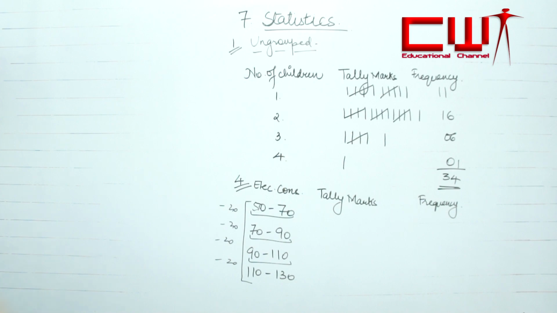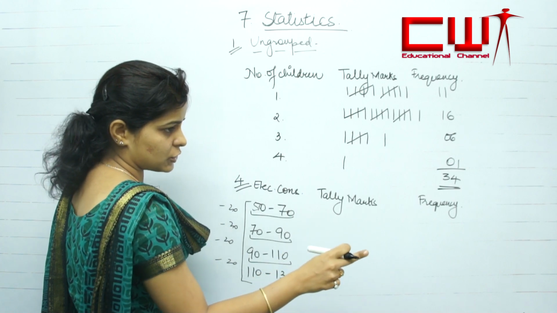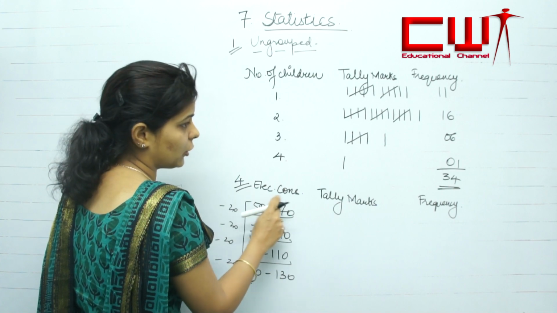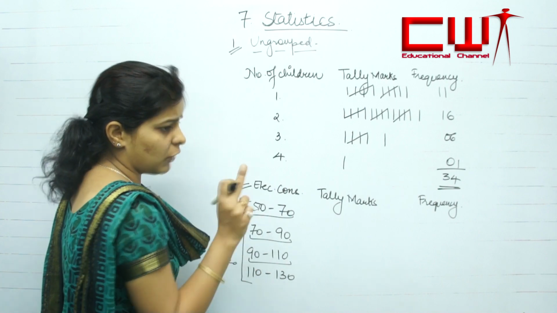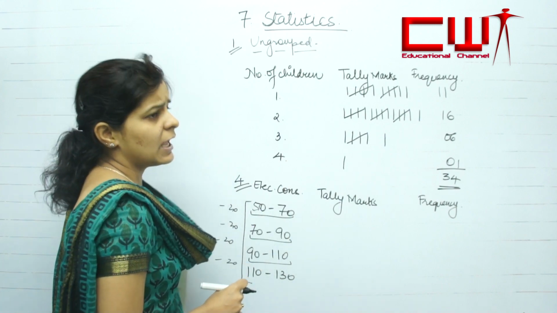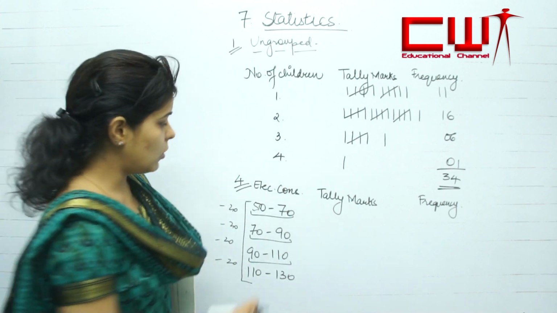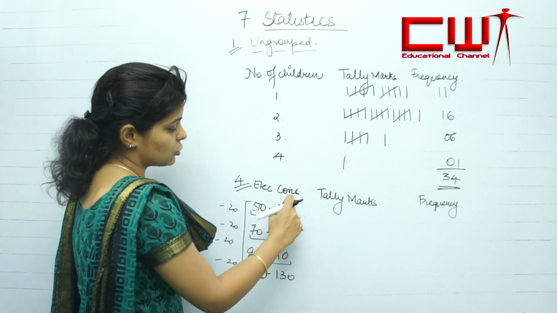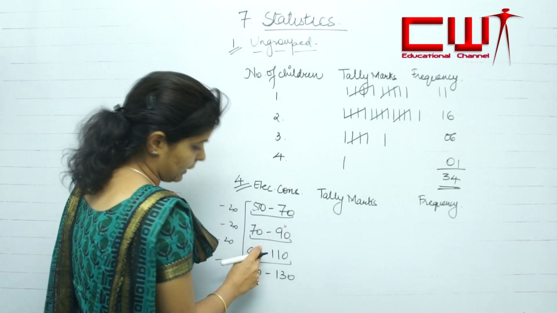I would like to tell you something here: when you take 50 to 70, if 70 comes in your question, you will not include 70 here. You will only take numbers from 50 to 69. 70 will be coming in the next one. Right? If you have been given 70, 70 will be coming there. So this is known as exclusive series. Exclusive comes from the word excluding. So you are excluding the number here and you are including it in the next interval. So everywhere, if you have 90 in the question, don't take it here. Take it in the next interval.